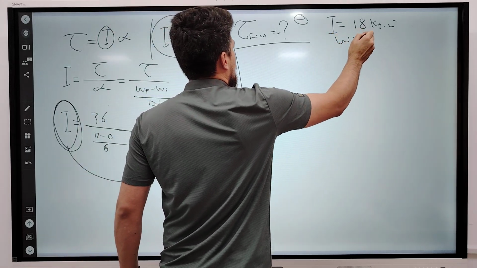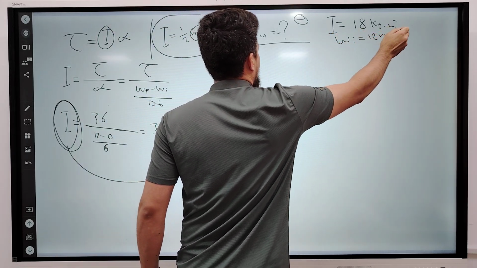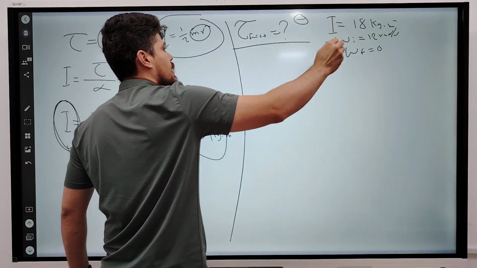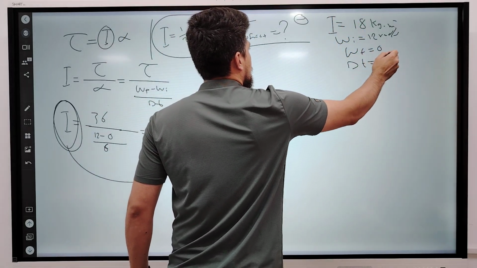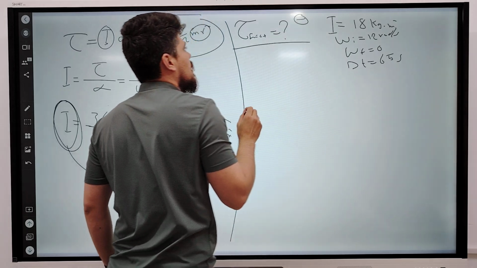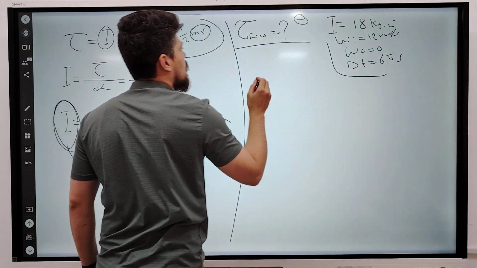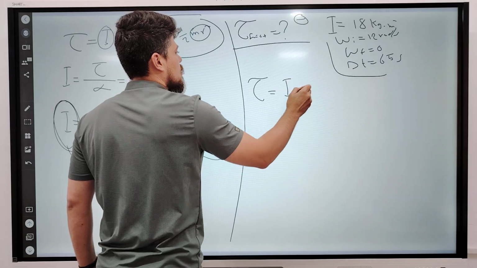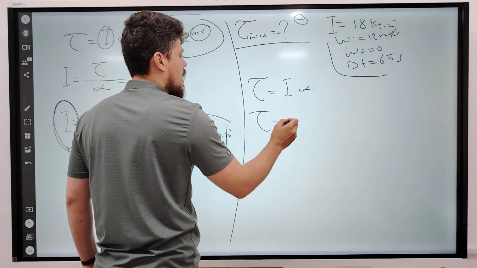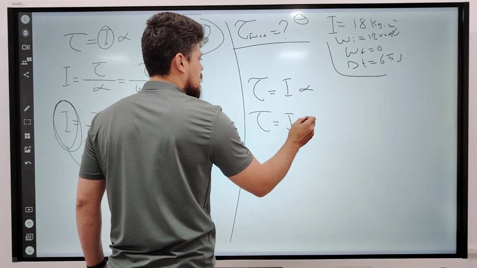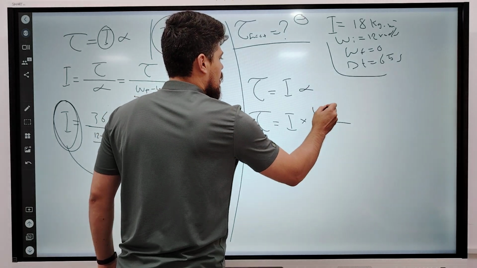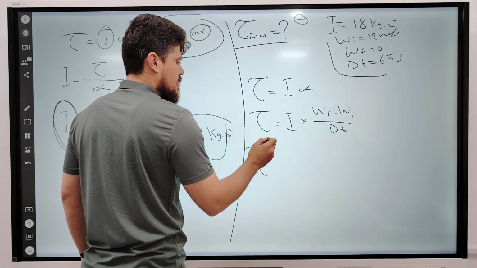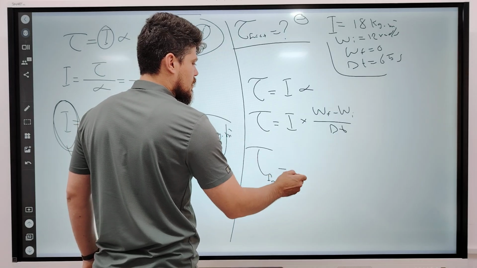Do we have omega initial? Yes, 12 radian per second. Omega final is 0, it becomes stopped. In how many seconds? 65 seconds. Now we can find the torque according to frictional torque. Frictional torque is equal to what? Is equal to I alpha. I is equal to what? 18, we found it. Alpha is omega final minus omega initial divided by t.